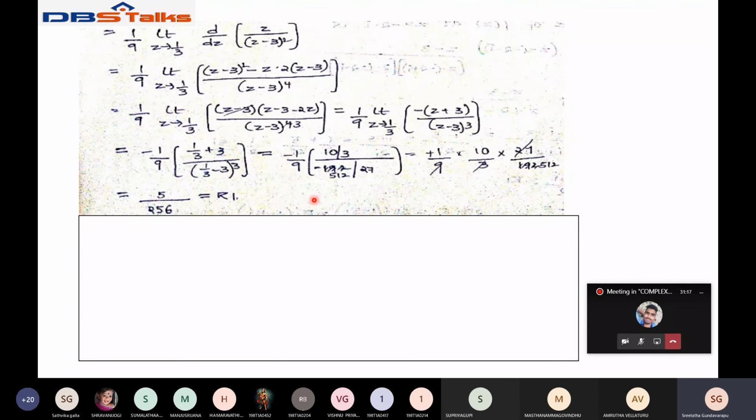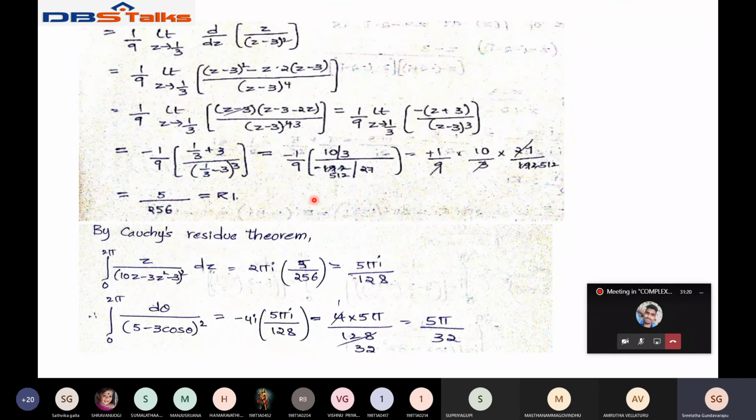By using Cauchy's residue theorem, the integral 0 to 2 pi z by (10z minus 3z square minus 3) whole square dz equals 2 pi i into (R1 plus R2). R2 is 0, because the second pole is outside the circle. So that equals 2 pi i into 5 by 256, that is 5 pi i by 128. Substitute in equation 1: the integral 0 to 2 pi d theta by (5 minus 3 cos theta) whole square equals minus 4i into 5 pi i by 128. So after cancellation, this is 5 pi by 32.